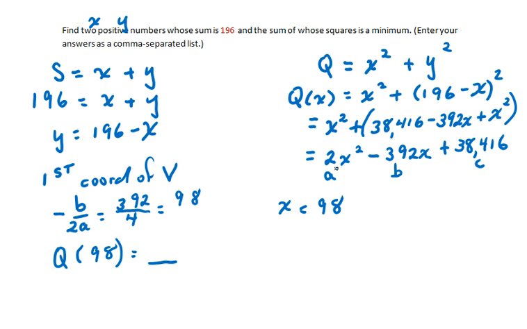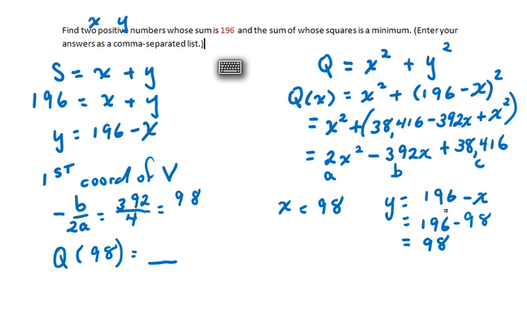So if x equals 98, we go back to the equation y equals 196 minus x. 196 minus 98 gives us also 98 for y. So the two numbers that minimize the sum of the squares are each 98. Notice they do add up to be 196.